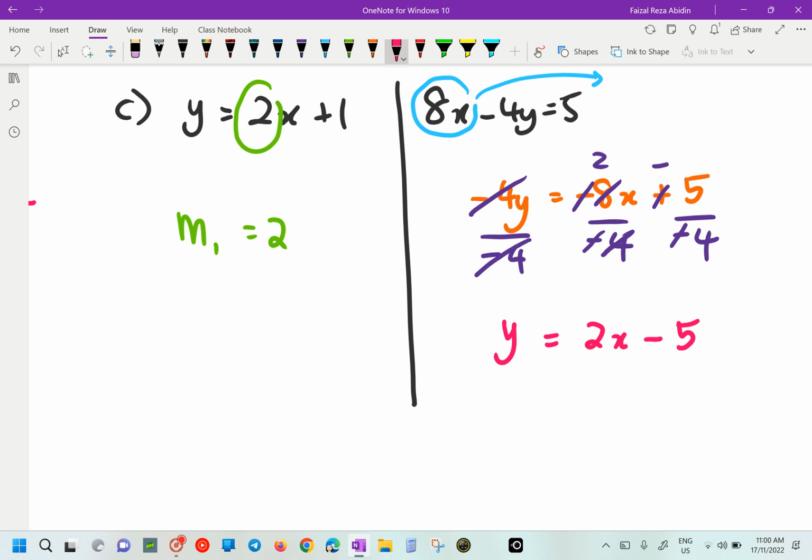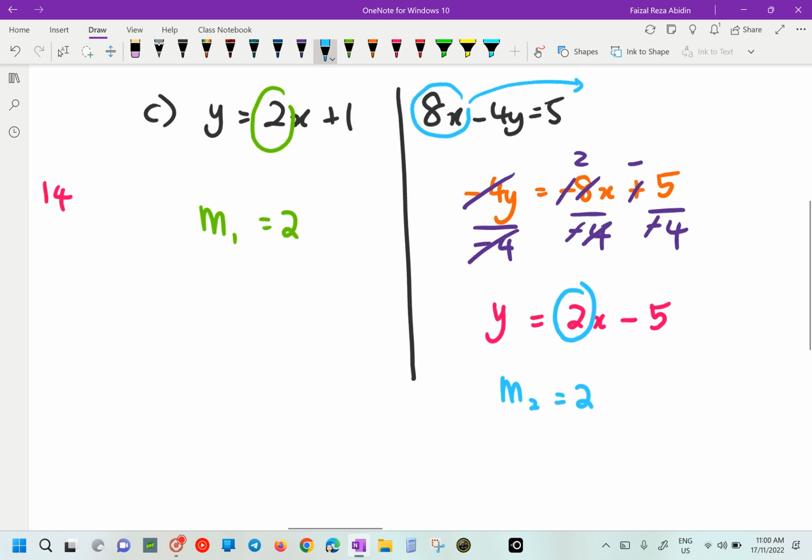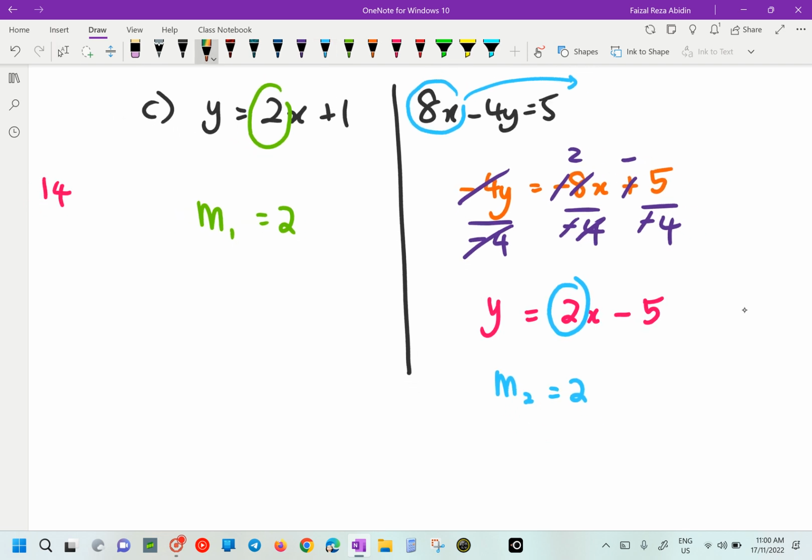So we have our, what is it? Second gradient, isn't it? Yes, which is our M2 here is 2. So we compare M1 and M2. Is it same? Yes. So means what? It is parallel.